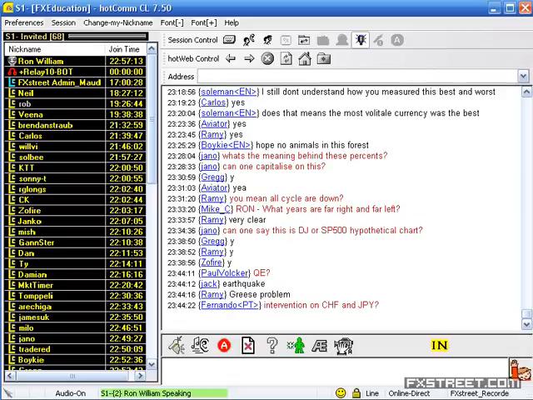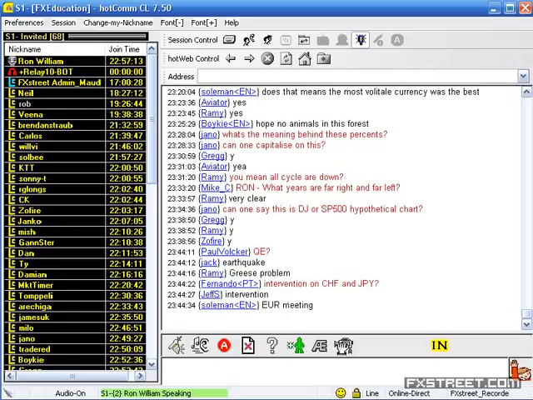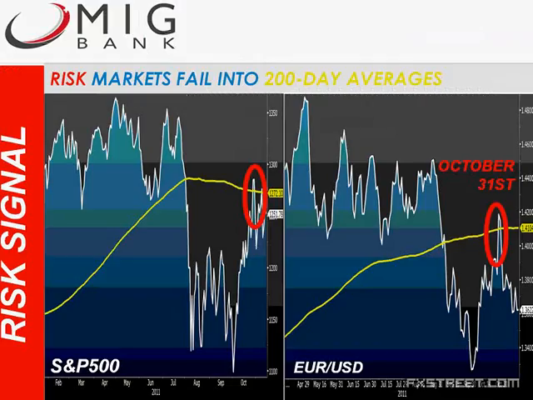So the earthquake was in early spring this year. QE probably turned to stealth. So it wasn't so obvious when there was quantitative easing. But well done, Fernando, and welcome, Jeff. Intervention on the Swiss franc and the Japanese yen. It was actually more intervention on the Japanese yen, and also the European meeting.